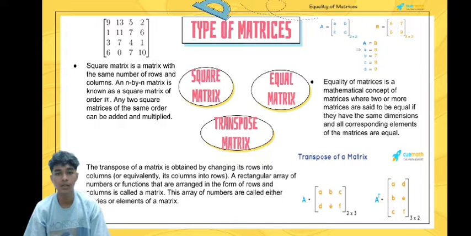Transpose matrix. The transpose of a matrix is obtained by changing its rows into columns or equally its columns into rows. A rectangular array of numbers or functions that are arranged in the form of rows and columns is called a matrix. This array of numbers are called either entries or elements of a matrix.